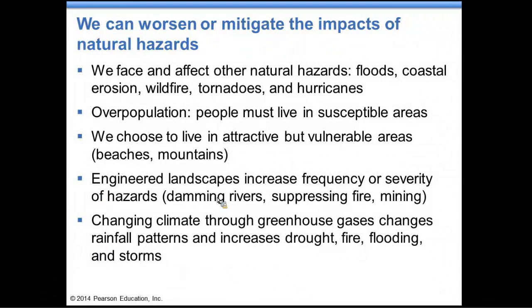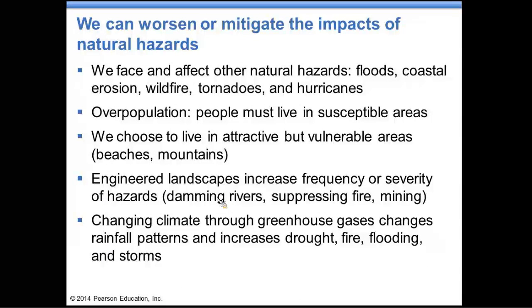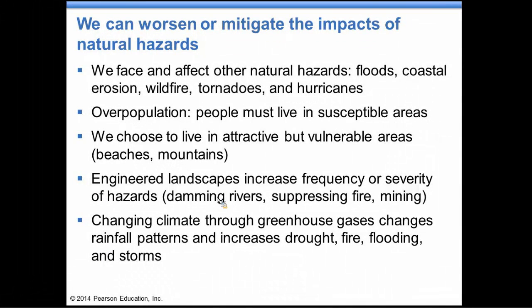We can worsen or mitigate the impacts of natural hazards. Flooding, coastal erosion, wildfire, tornadoes, and hurricanes are all natural hazards whose impacts can be worsened by the choices that we make. As the population grows, more people live in areas susceptible to natural disasters. Many of us choose to live in areas that we deem attractive, but that are also prone to these hazards. We use and engineer landscapes in a way that can increase the frequency or severity of natural hazards.